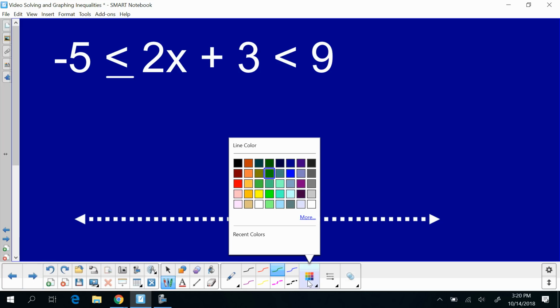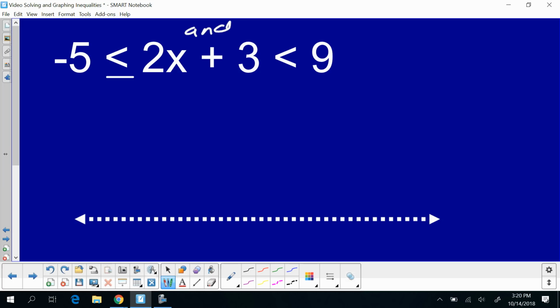First step is I'm trying to get the x by itself. Once again, this implies and. Negative 5 is less than or equal to 2x plus 3, and 2x plus 3 is less than 9. Well, first step is subtract 3. If I do it there, subtract 3, subtract 3.